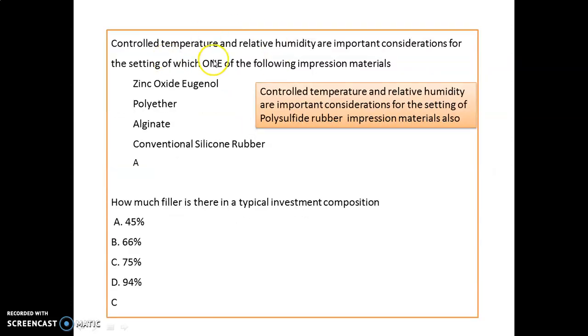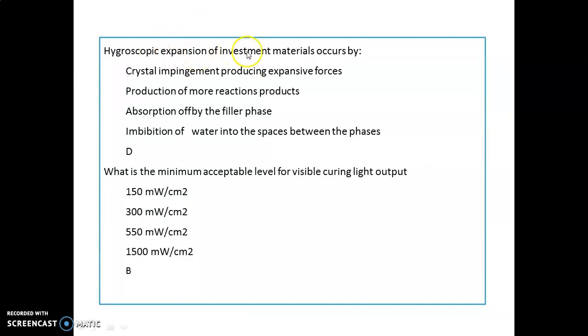Now, controlled temperature and relative humidity are important considerations for the setting of which one of the following impression materials? That is important for zinc oxide eugenol. And controlled temperature and humidity are important considerations for the setting of polysulfide rubber impression material also. Now, how much filler is there in a typical investment composition? It is around 75%. Hygroscopic expansion of investment material occurs by imbibition of water into spaces between the phases. What is the minimal acceptable level for visible curing light output? It is around 300 milliwatt per square centimeter.